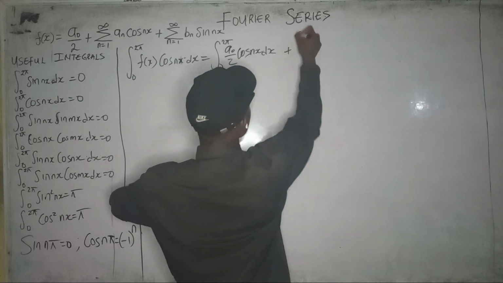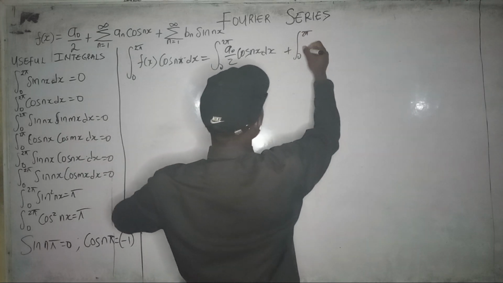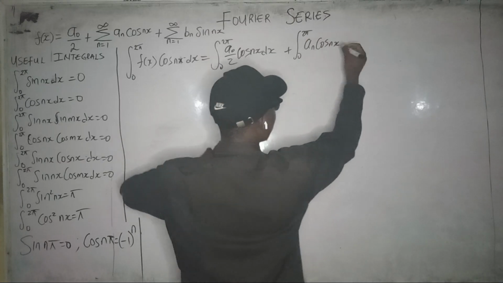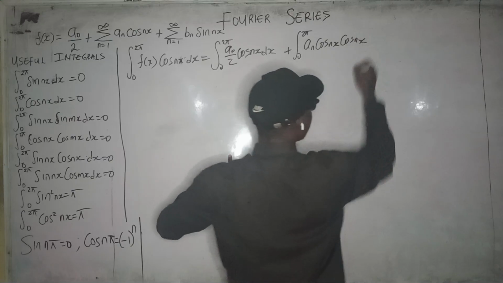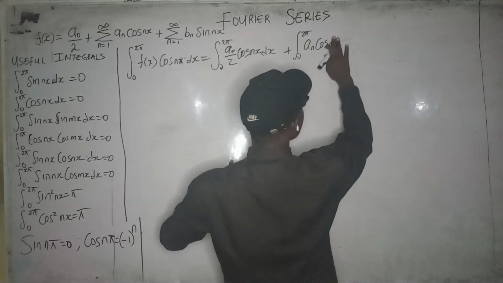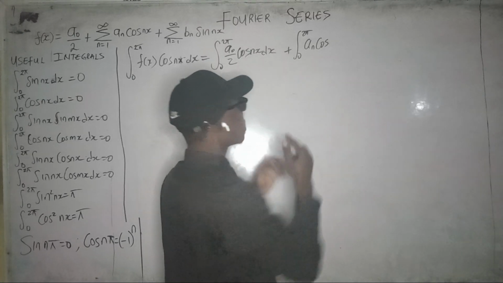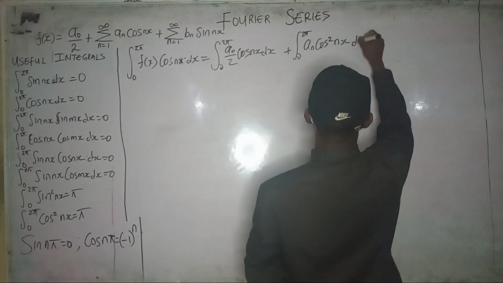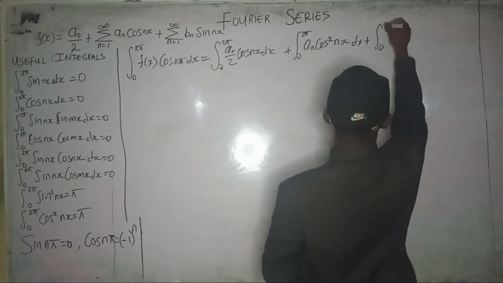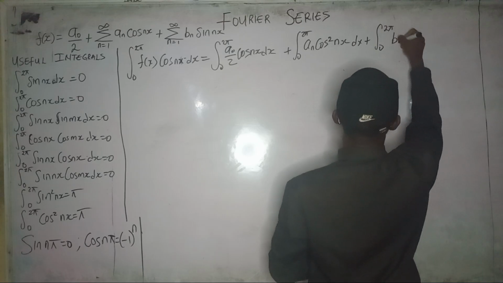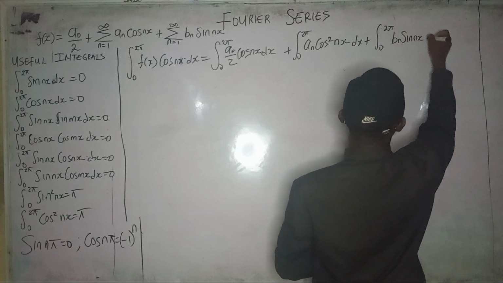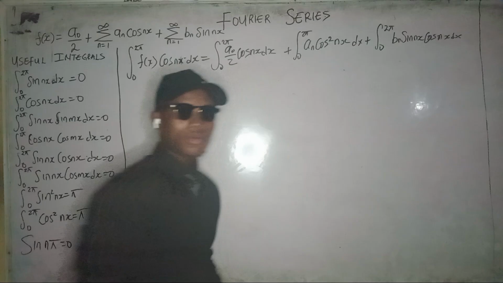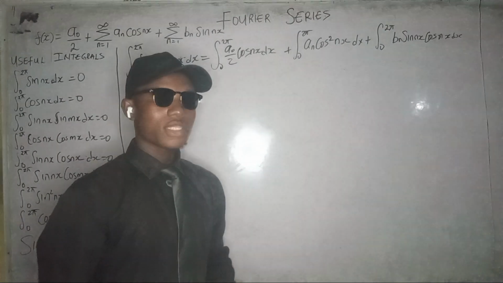We have plus the integral from 0 to 2 pi of a_n cos nx, and we also have another cos nx. So therefore, cos nx times cos nx is going to be equal to cos nx all squared, which is cos squared nx, then dx. And we have plus the integral from 0 to 2 pi of b_n sine nx cos nx dx. So this is what we do when we apply cos nx to every single one of them.